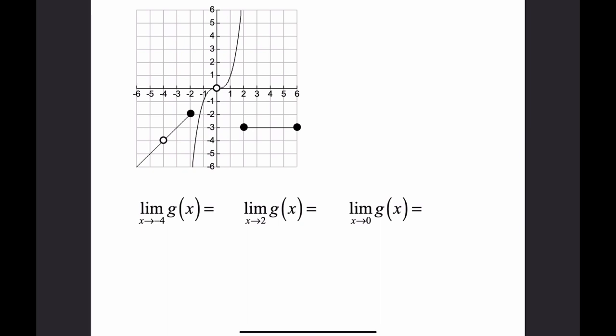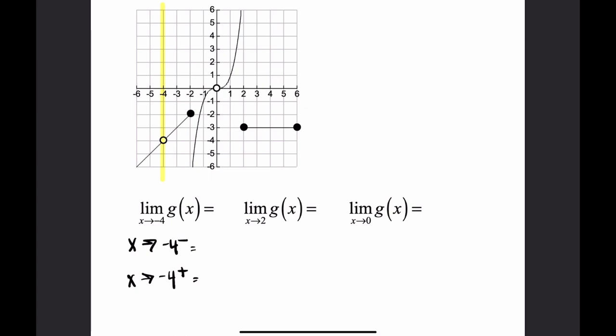And hopefully you've had a chance to go ahead and try them out on your own. So I'm going to begin by observing the limit of g of x as x approaches -4. So I'm going to be getting really close to -4, and I'm going to observe each side individually. So first I'm going to say, what is the limit as x approaches -4 from the left? And what is the limit as x approaches -4 from the right?